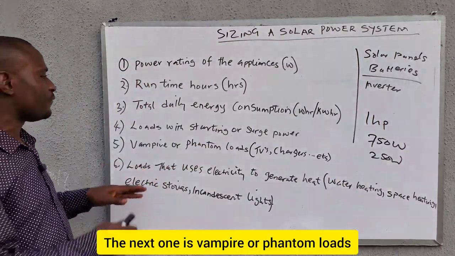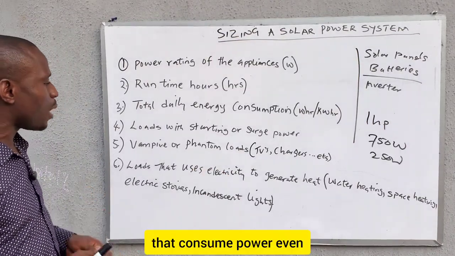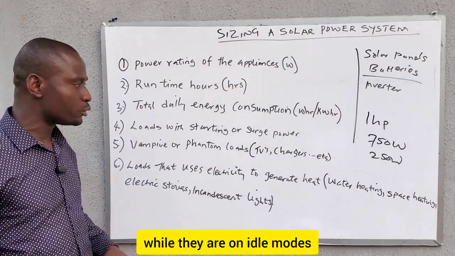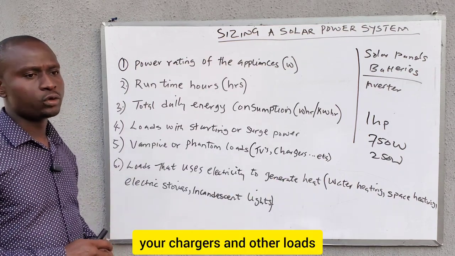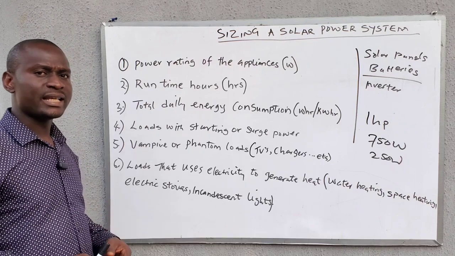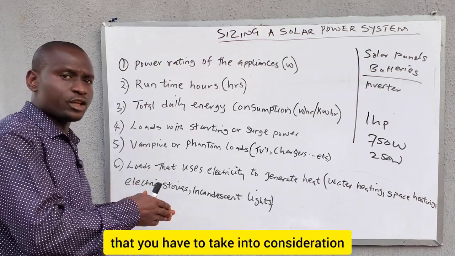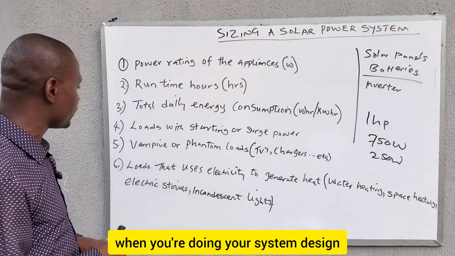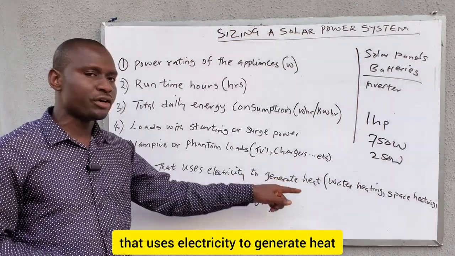The next one is vampire or phantom loads. These are loads that consume power even while they are on idle modes. Loads like TVs, your chargers, and other loads. They are called vampire loads. Even when you put them on standby, they still consume a lot of power. So you have to factor that. You have to take it into consideration when you're doing your system design. Then you also have loads that use electricity to generate heat.